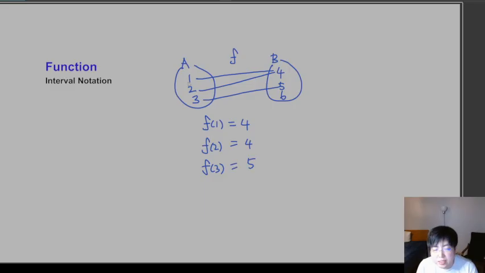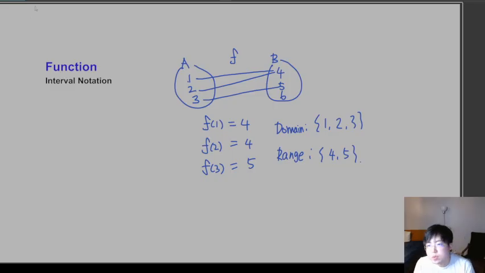Then these numbers from the first set, in this case 1, 2, 3, are called the domain. How about those two numbers, 4 and 5, from the second set that are matched by 1, 2, 3 from the first set? Those are called the range. So the range is the numbers that are matched from the left set, so 4 and 5.